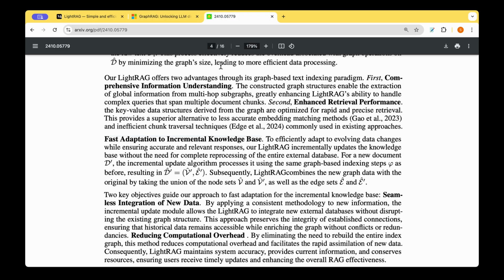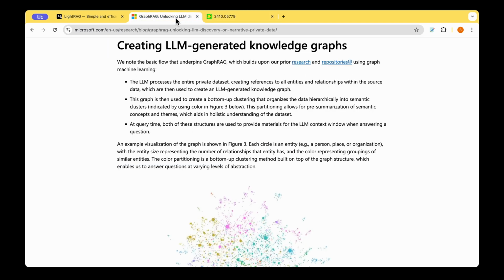That is where LightRAG comes into play. The biggest selling point of LightRAG is the fast adaptation to an incremental knowledge base. Whenever you have new data, LightRAG incrementally updates the knowledge base without the need for complete reprocessing of the entire database. So that is one advantage of LightRAG.